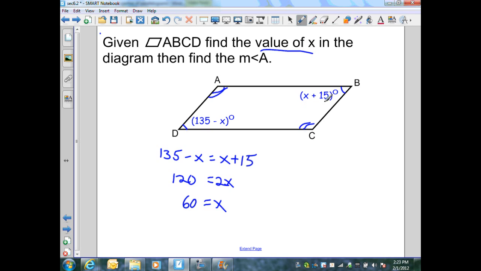X plus 15, 60 plus 15 is 75. That's the measure of angle B. And I know that the measure of angle B is congruent to angle D, which is also 75 degrees. But I need to find the measure of angle A. By the definition of a parallelogram, opposite sides are parallel. And from our theorem about same-side interior angles, if 2 parallel lines are cut by a transversal, then same-side interior angles are supplemental. Therefore, 75 from 180 leaves me the measure of angle A equal to 105 degrees.